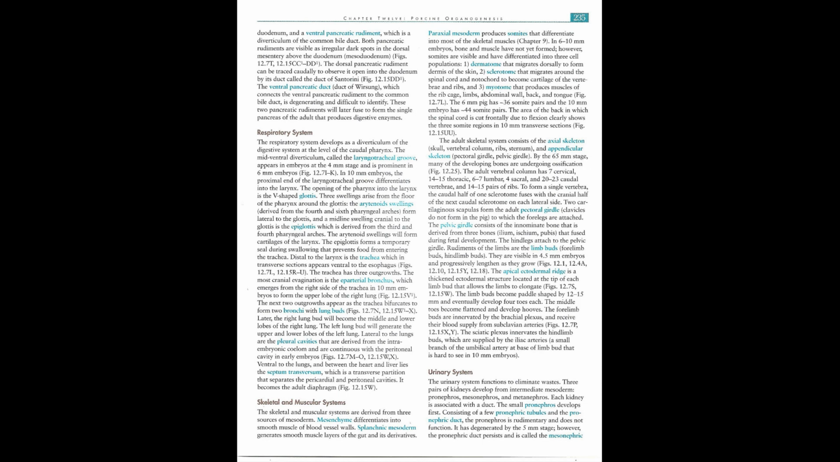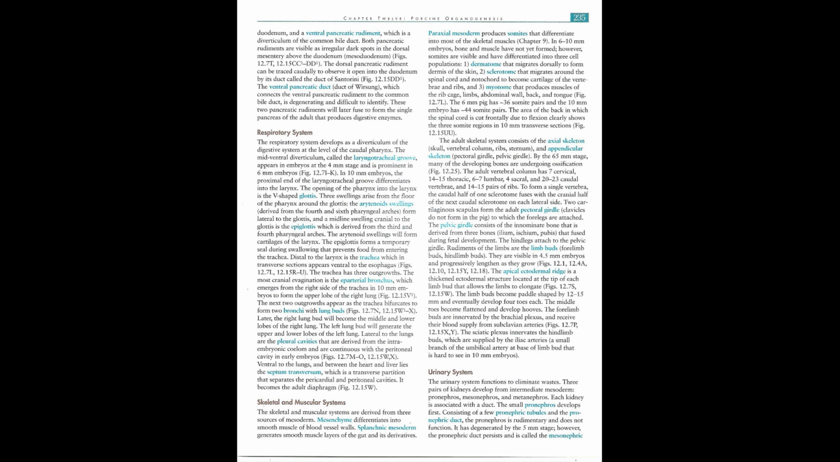3 swellings arise from the floor of the pharynx around the glottis. The arytenoid swellings, derived from the 4th and 6th pharyngeal arches, form lateral to the glottis, and a midline swelling cranial to the glottis is the epiglottis, which is derived from the 3rd and 4th pharyngeal arches. The arytenoid swellings will form cartilages of the larynx. The epiglottis forms a temporary seal during swallowing that prevents food from entering the trachea.